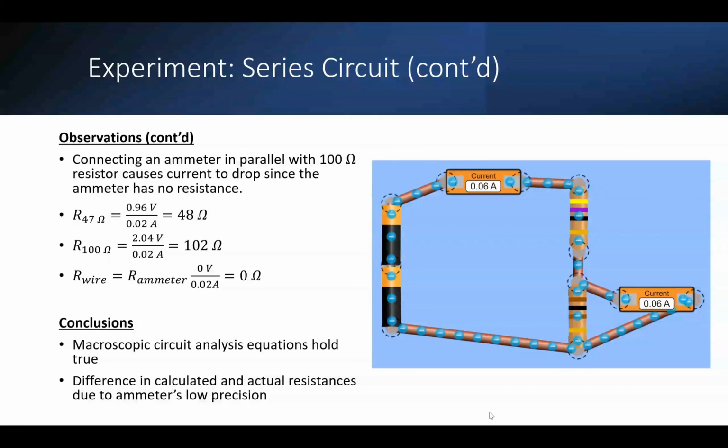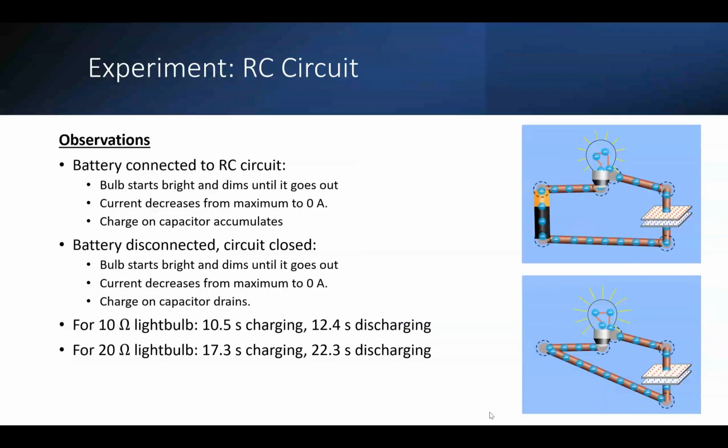In conclusion, the macroscopic circuit analysis equations still hold true, but the difference in calculated and actual resistances can be due to the ammeter's low precision. For the RC circuit, I connected a battery to the RC circuit where the bulb starts bright and then dims until it goes out, and then the current decreases from a maximum to 0 amps.